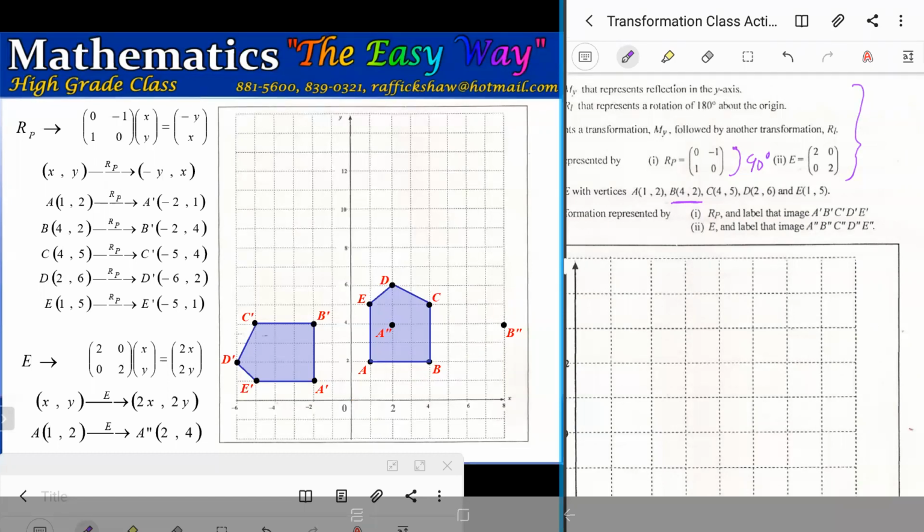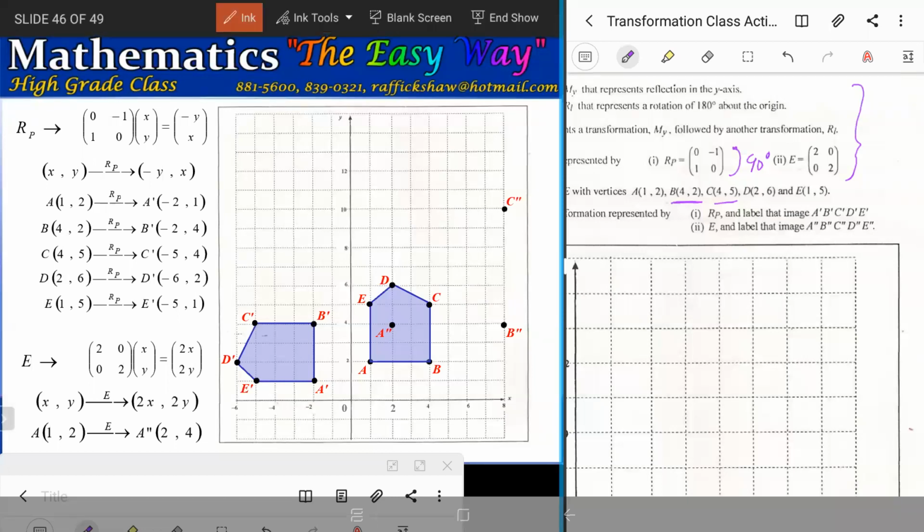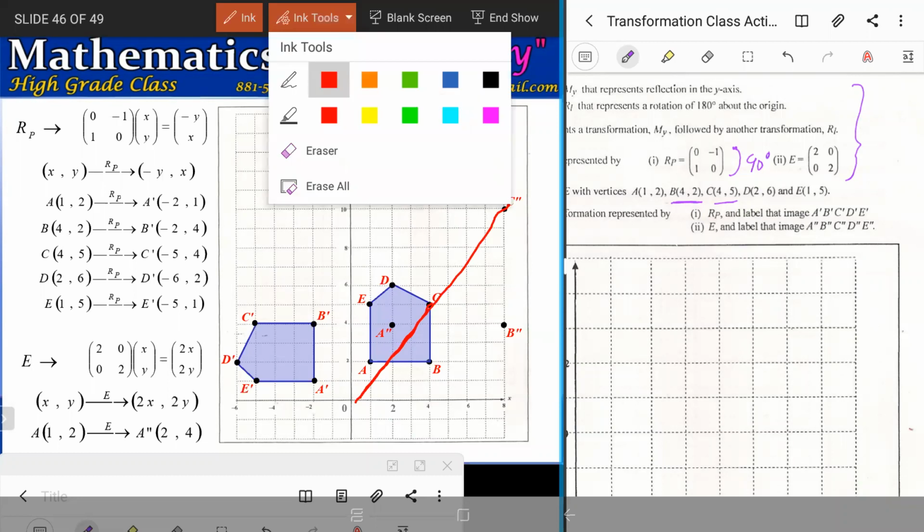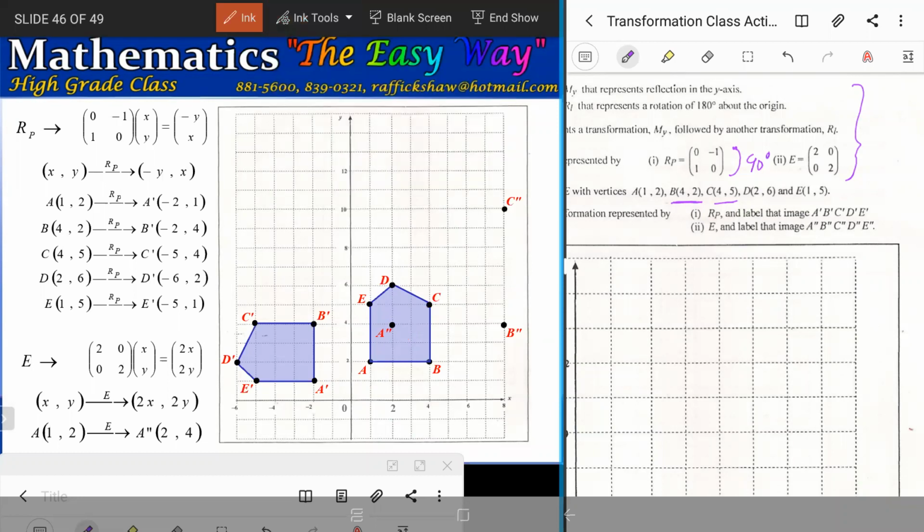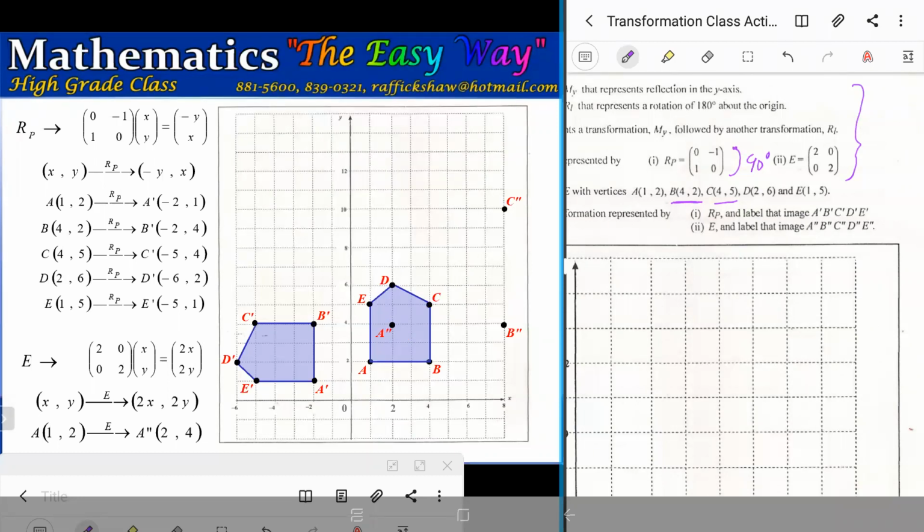So that is B. Look at C now. C is (4, 5). It's going to double out to (8, 10). It's going out to (8, 10) under the enlargement of scale factor 2. Look at the diagram. You see it? That's where C double prime is. Look, the distance from the origin is doubled. This is doubled out to there now, because of the scale factor. That's where C double prime is under the enlargement.